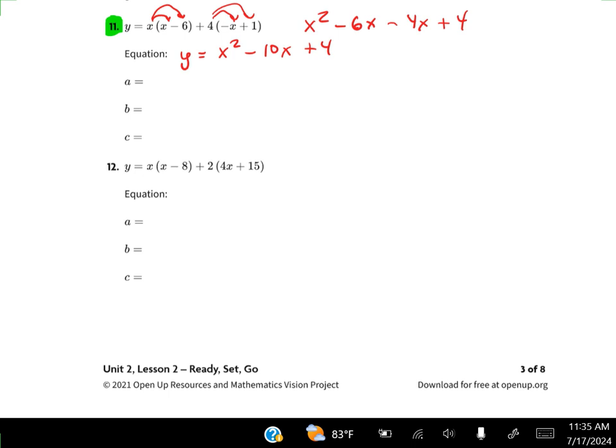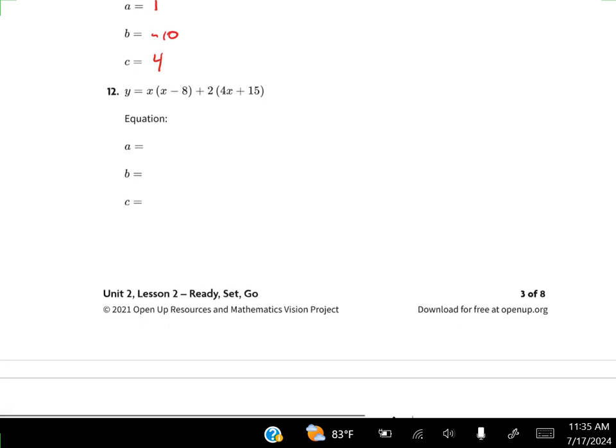And here it's actually one of the most straightforward problems we're working with. In this case, since there's nothing in front of that x, that's a 1. If there's no term there, it's a 0. If it's just the blank x, that value is a 1. So the A is a 1 here. B is negative 10, and C is 4. So that will take us through the ready problems.